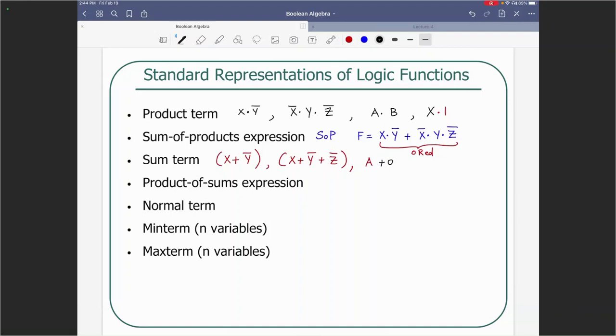Now, using a bunch of sum terms, you can put an AND gate between them to get a product of sums expression, which is your POS.